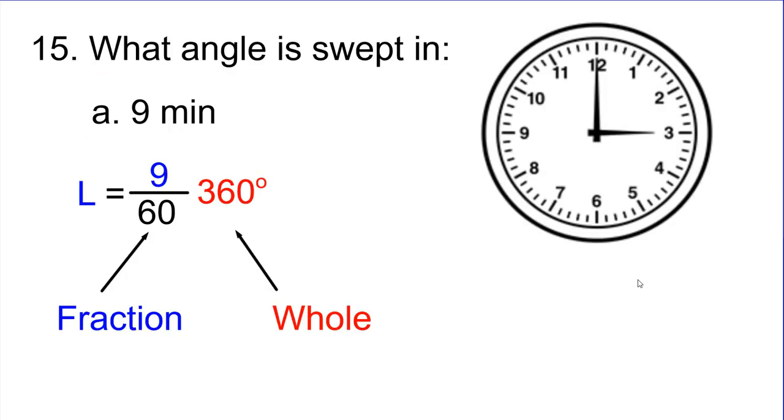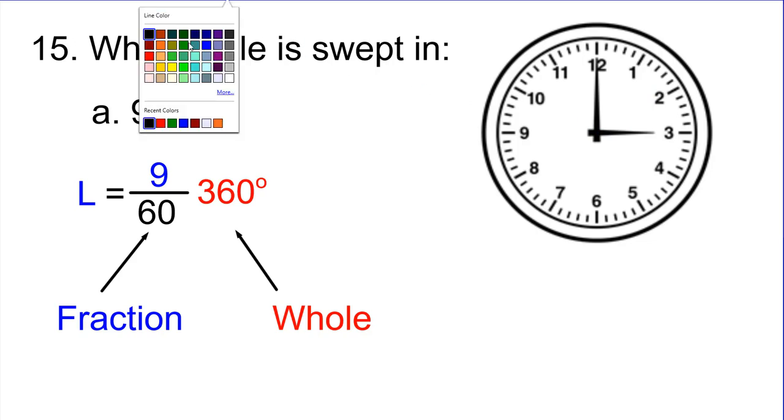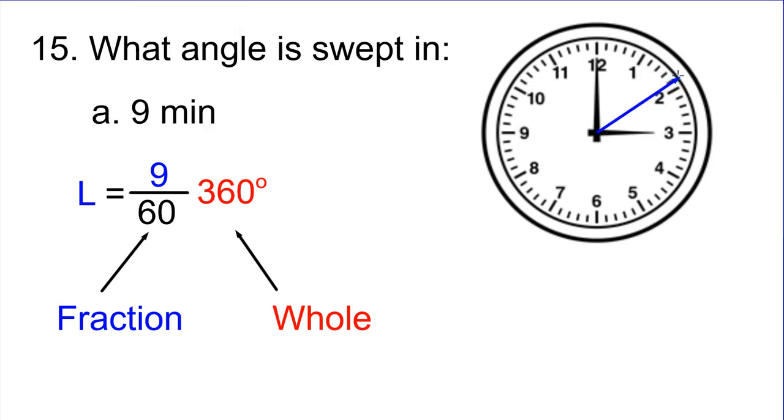All right, 15. So we're on the back side. What angle is swept on an analog clock in 9 minutes? So if we started out at 3 o'clock, then goes all the way to 3:09, what angle was swept out in that amount of time? Let me change color real quick. There we go. So going to 3:09, that's nice. What angle is swept out in that amount of time?